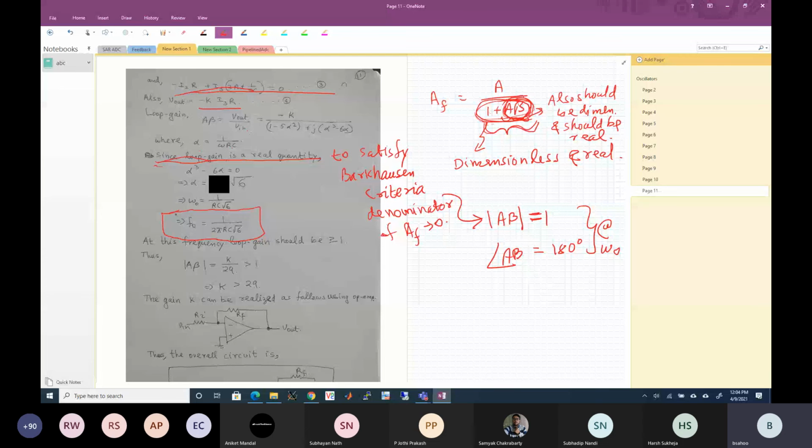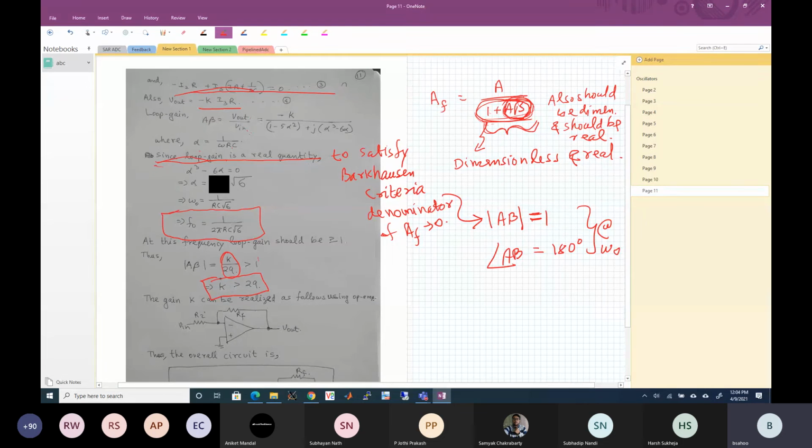Okay, let's finish. At this frequency, the loop gain should be greater than or equal to 1. We make this greater than or equal to 1 so that it is robust. So you can find out, you ignore this quantity k by 1 minus 5 alpha squared, and alpha can be obtained as root 6. You plug in that value, it will turn out to be this thing. So k should be greater than 29, which is the gain of k.